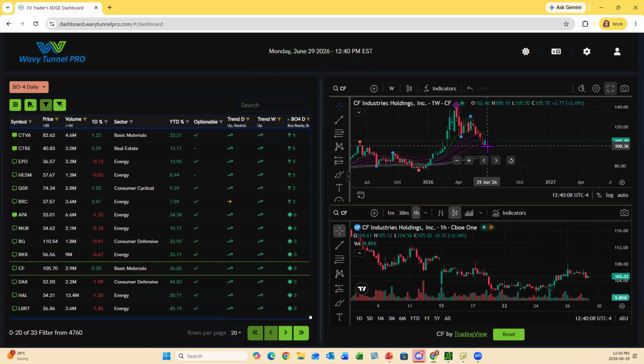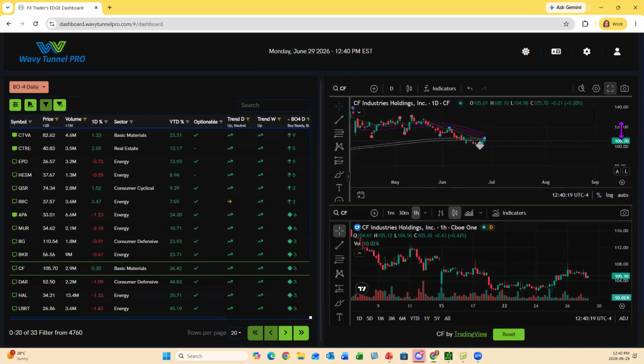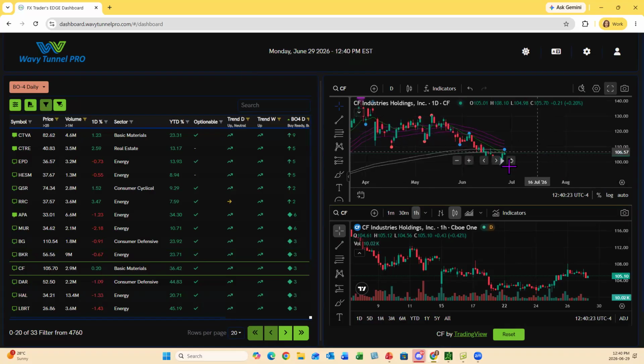Okay, this is the weekly chart. We're trading at 105.09, so roughly a little bit lower than where we closed on Friday. Let's put up the daily. We didn't close above the filter. That's why it's not showing an up arrow. So we just closed right below the filter.